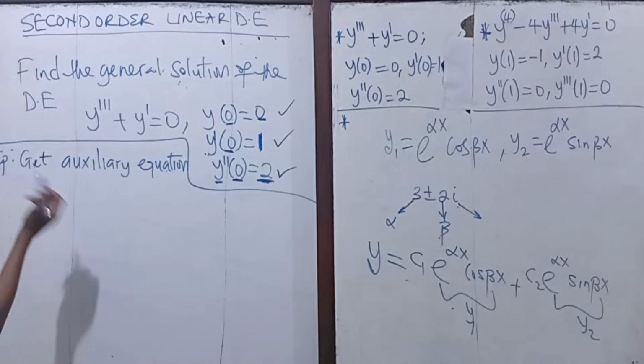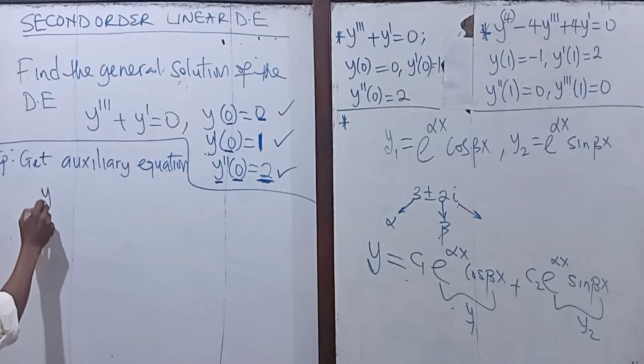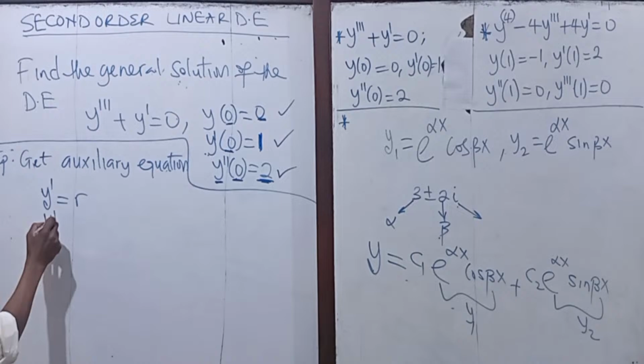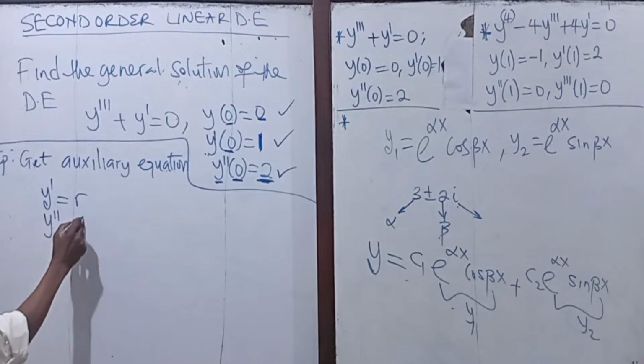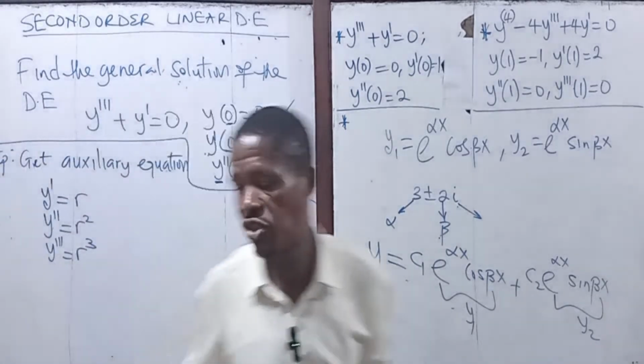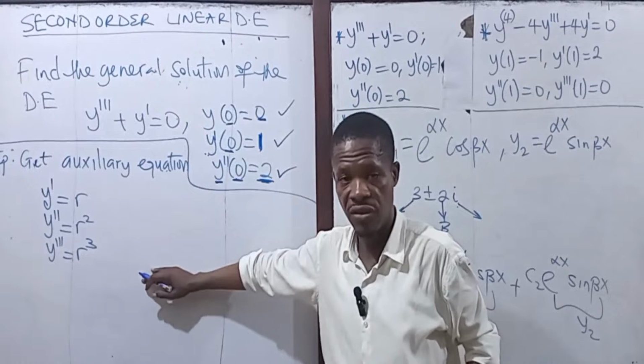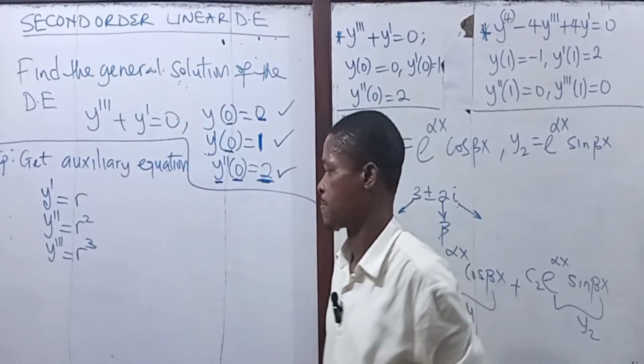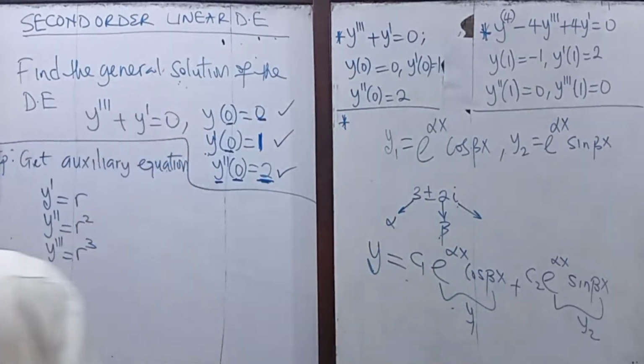Without wasting time, we're going to correspond your first differential as r, your second differential as r squared, your third differential as r cubed, and the list goes on like that. First differential as r, second differential as r squared, third differential as r cubed. So that's what we have there.